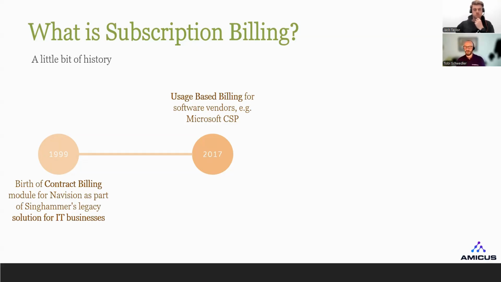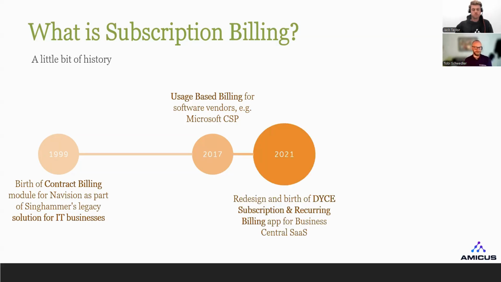And in 2017, a lot of our customers approached us and said, hey, there's this new CSP stuff, this billing based on usage. How can we do it? And we actually had to understand what it meant in the first place. So we were developing this module, but it was still in this big monolith solution of Navision. Then four years later, we started refactoring and redesigning this feature set, and releasing the first app.